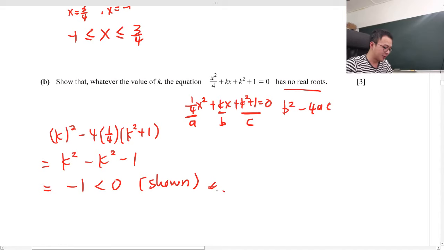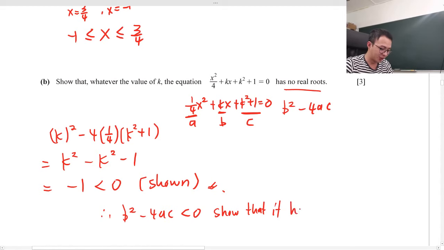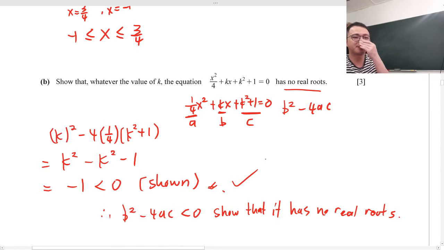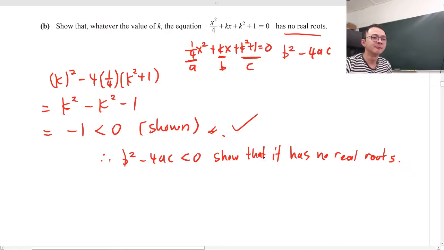Therefore, if you want to write more, you can say b squared minus 4ac is less than 0, so it has no real root. If you want to write some definition here you can, but normally I will stop at this step. I hope you can understand that.